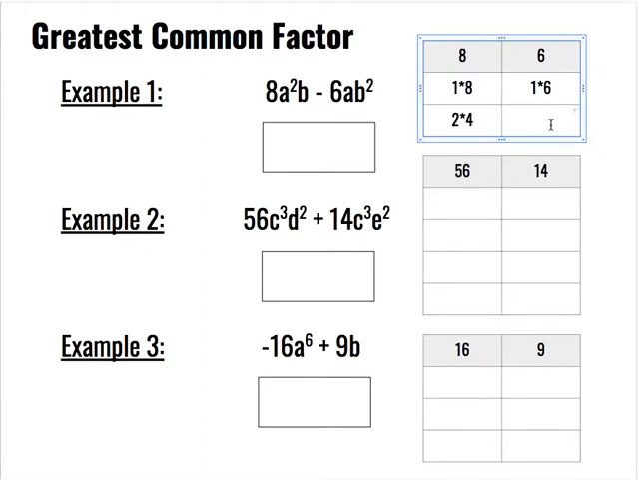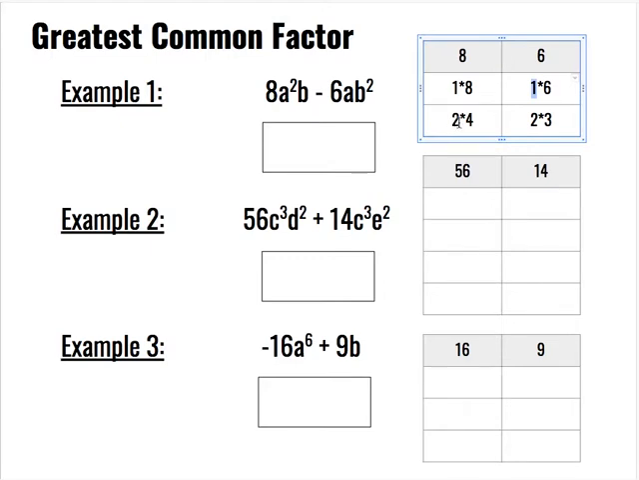Same with 6. 1 times 6 and 2 times 3 gives me that 6. 4 times anything does not give me 6. 5 times anything does not give me 6. So this is as far as my list can go. Alright, out of those, I need to find the greatest thing that they both share in common. So you see the both lists, they both are always going to have a 1 in common.